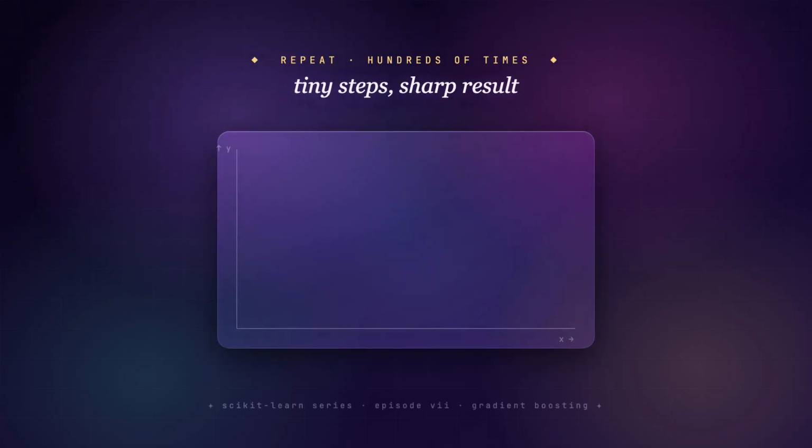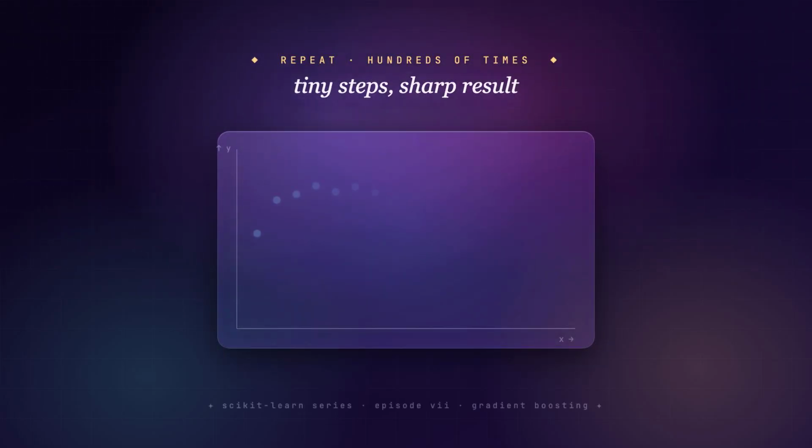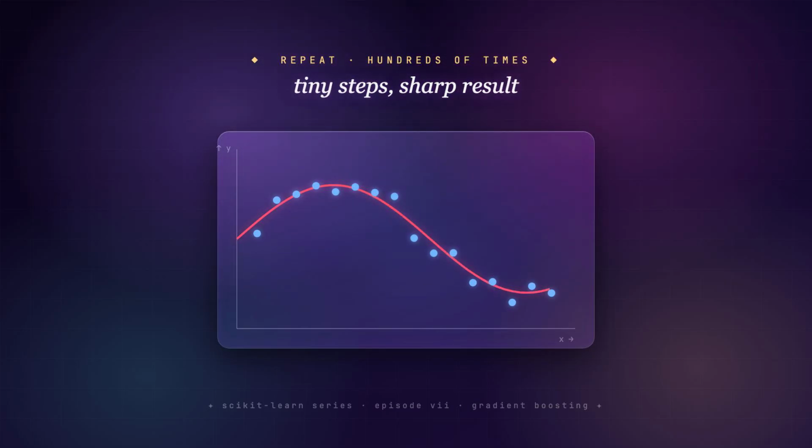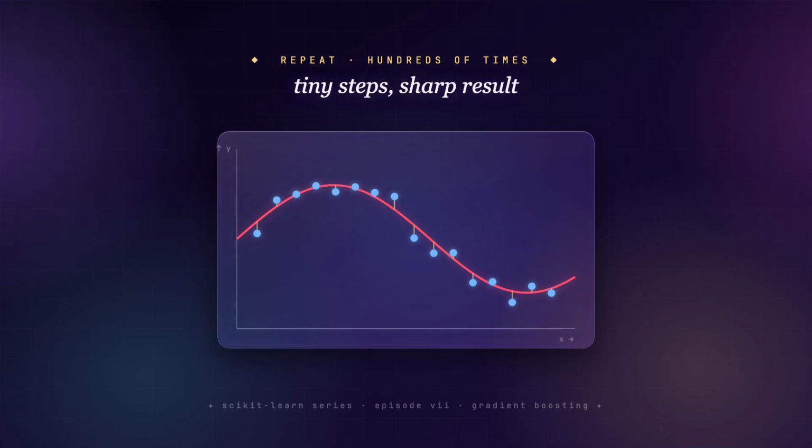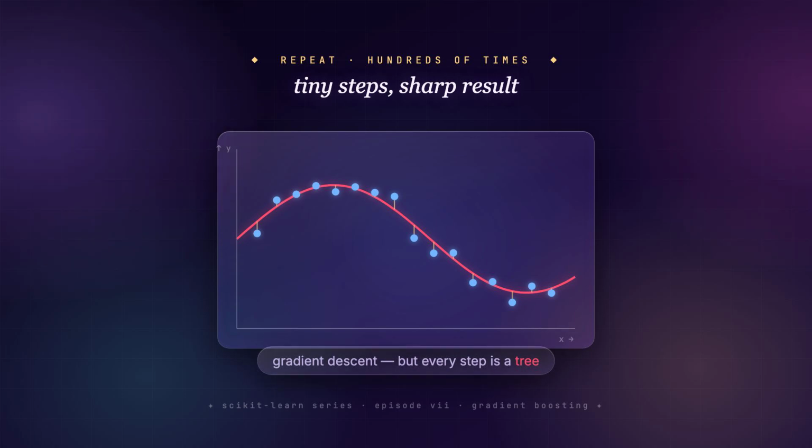And then we just repeat. Another tree on the new smaller residuals, another gentle nudge, the errors shrinking a little more each round. Hundreds of tiny trees, each one quietly cleaning up after the last, slowly sculpting a remarkably accurate model. That's gradient boosting, and it's really gradient descent, except each step is a tree.